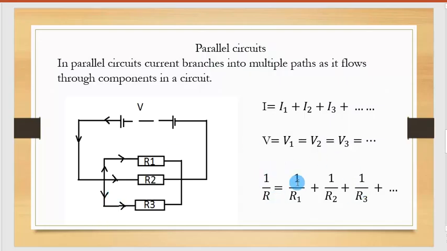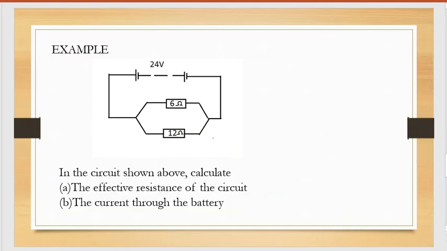So this is where this equation came from. Okay, now let's proceed and look at an example. Okay, so we have an example here on parallel circuits. We have a 24 volts battery connected to a network of parallel resistors.